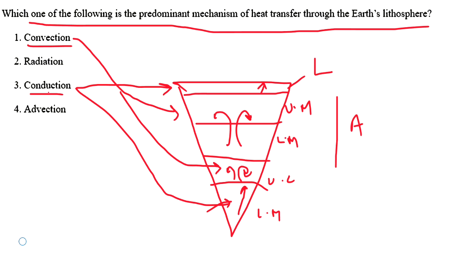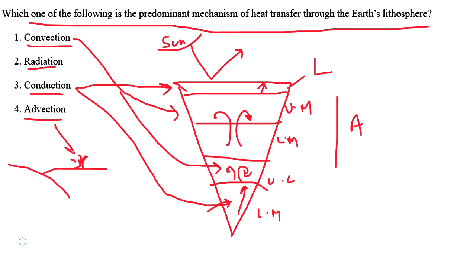Now coming back to radiation. Radiation comes from the sun. And advection. Advection is generally related with volcanic activity, where one plate is going beneath the other, and here at the volcano heat is released. This heat we call advection, from volcanic eruption.